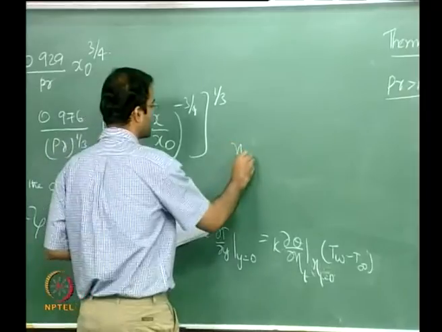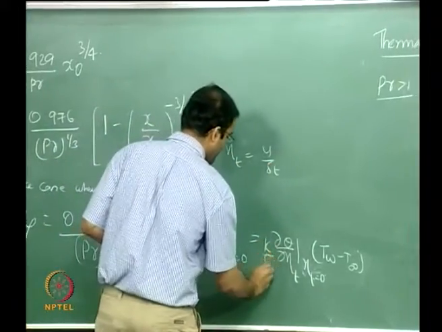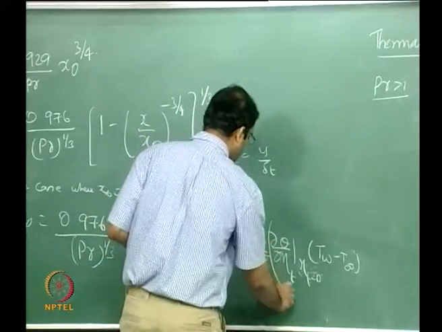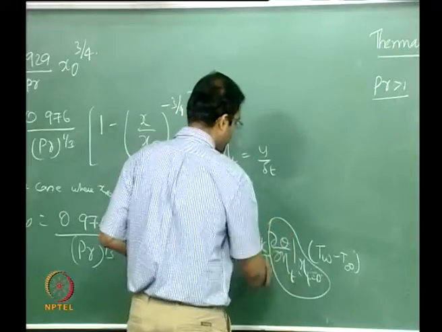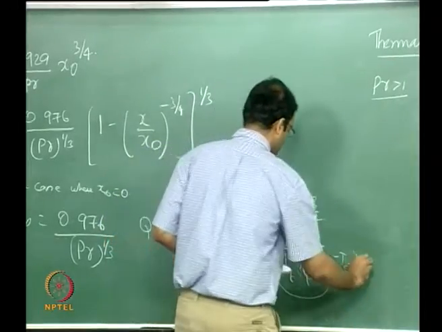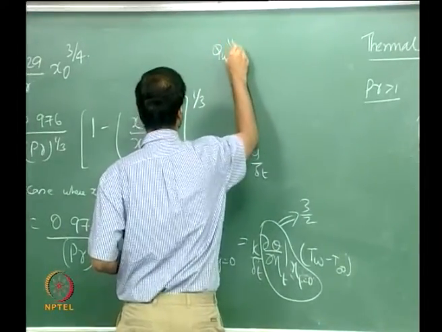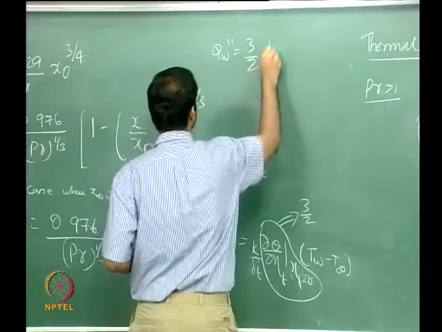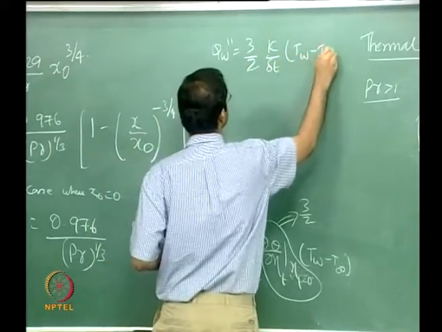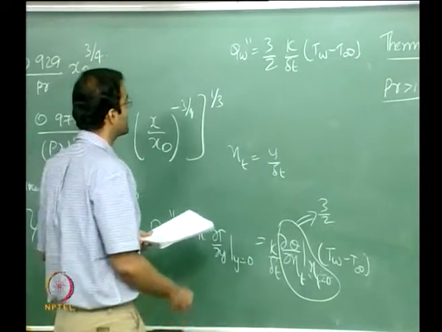Your eta t is equal to y by delta t. So 1 by delta t will be in the denominator here. And d theta by d eta at eta t equal to 0 is nothing but 3 by 2. So therefore this can be written as q wall double prime equals 3 by 2 k by delta t into T wall minus T infinity. So from this everything else follows.